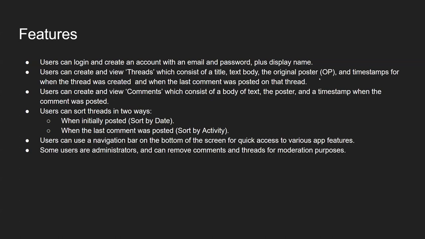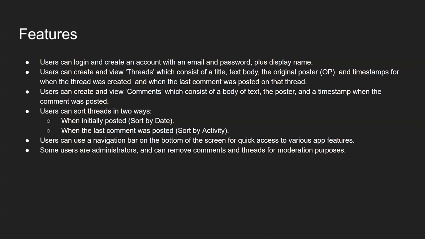The features of the app are that users can create accounts and log in with email and password. They can also set up a display name when they create an account, and this uses Firebase's authentication system. They can create threads, which consist of a title, a text body, the user ID and username. They also have two timestamps attached: when it's initially posted and when the last comment was posted, so that you can sort in the browse threads activity. Users can comment on threads, which consists of text, the poster, and a timestamp, and that updates the thread with the last comment timestamp.